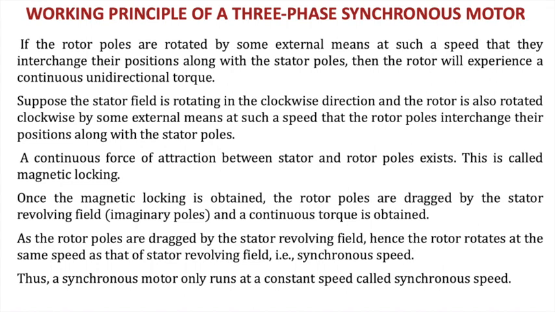So if the stator field is rotating in the clockwise direction, the rotor is also rotated in the clockwise direction, and therefore the rotor poles and the stator poles will have a force of attraction between them, and that is known as magnetic locking. Once that magnetic locking is obtained, the rotor poles are dragged by the stator revolving field, and it will continue to give a torque in the same direction.